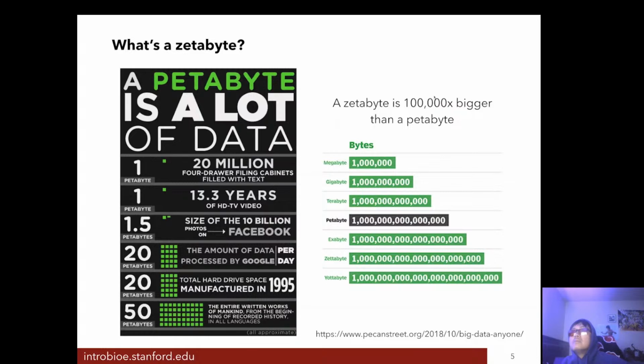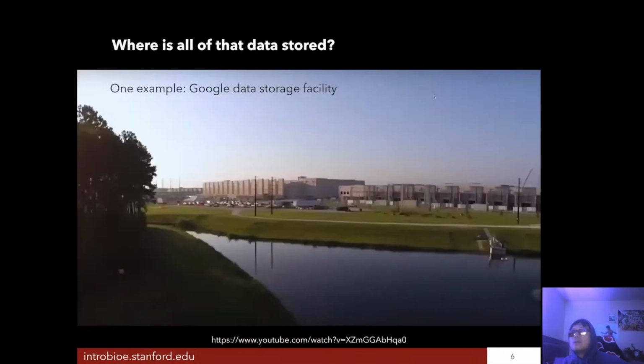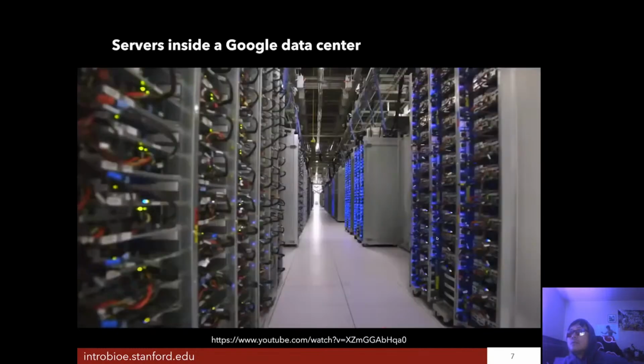And the question is, what do we do with all of this data? Where do we store it? Where do we keep our information as a society? Well, some data is stored in storage facilities that look like this. This is actually an image of a Google data storage center. You can click this link at the bottom of the slide to see a YouTube video where they walk you through this center. And what you'll see when you watch the video are rows and rows of servers with hard drives storing information that you can query and access from Google's online interfaces.